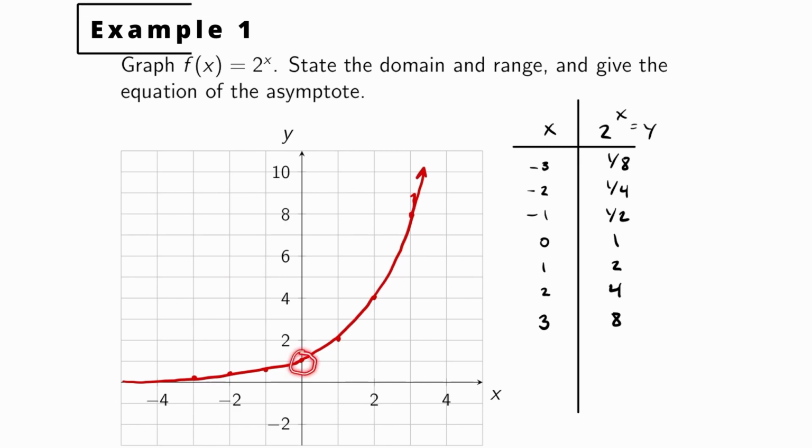Okay. So a couple other things too. This point right here, because no matter what b is here, as long as b is greater than 0, b to the 0 power will always be 1. So in general, when you have b to the x, it's always going to cross the y-axis. The y-intercept is always going to be 1. So basically, this guy right here is important. That's true no matter what b is.